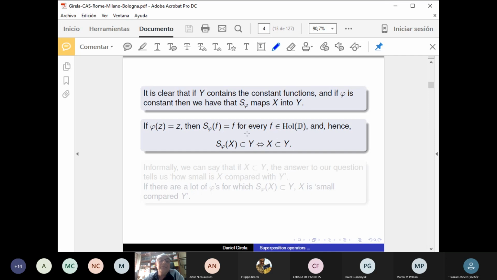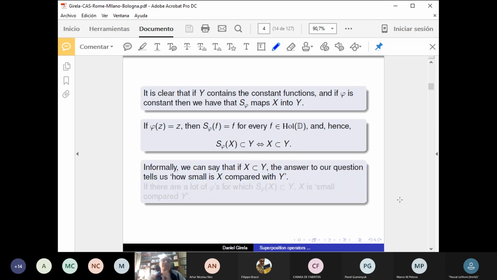So having this in mind, we can say in some informal way that when we have the two spaces that we are working with, X contained in Y, the answer to our question, that is characterizing the entire functions phi so that S phi of X is included in Y, in some way tells us how small X is compared to Y. We can say that if there are a lot of entire functions for which this is true, this gives an idea that X is quite small compared with Y.